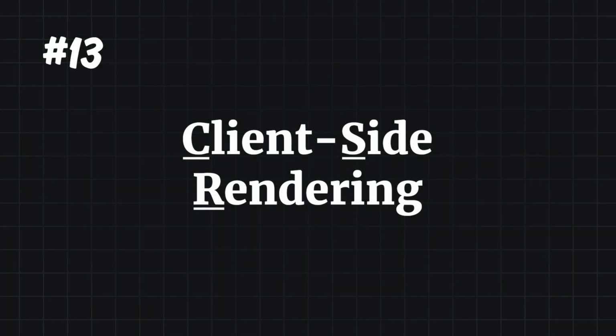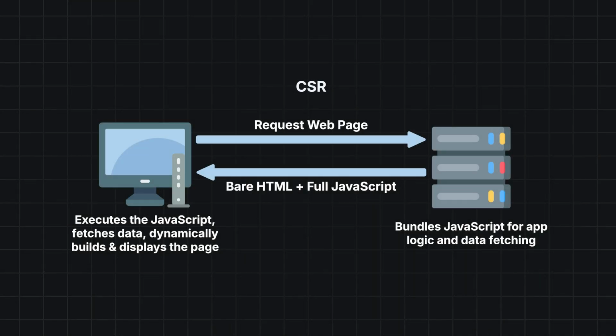CSR, or client-side rendering, renders content in the browser using JavaScript. The server sends a mostly empty HTML shell, and JavaScript fills in the content. This enables highly interactive apps, but can delay the initial page load. Frameworks like Next.js allow for a combination of SSR and CSR content within the same page.